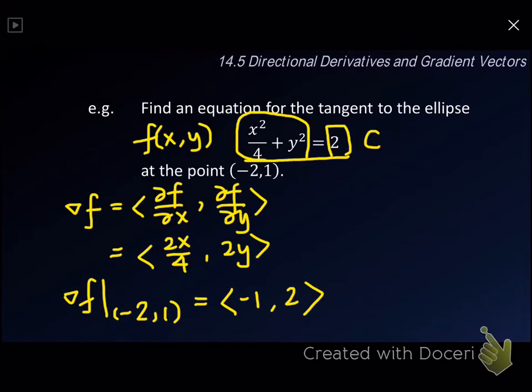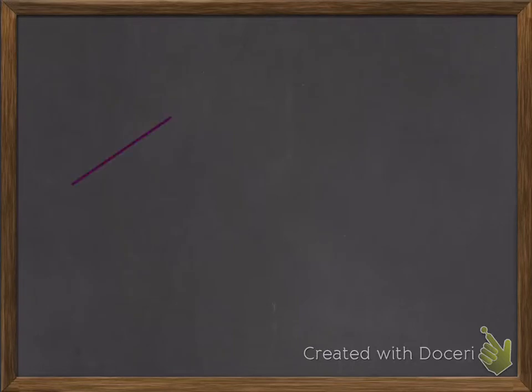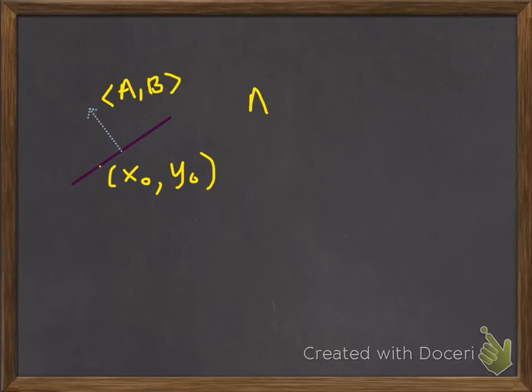How? Let's recall, if we have a line, and we have a normal, a vector that is perpendicular to the line, let's say this vector is (a, b), and let's say this line contains a point (x0, y0). Then the equation of the line will be ax plus by equals ax0 plus by0.